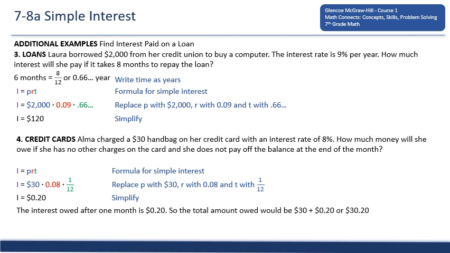So the interest owed after 1 month is 20 cents. So the total amount owed would be $30 plus 20 cents, or $30.20.